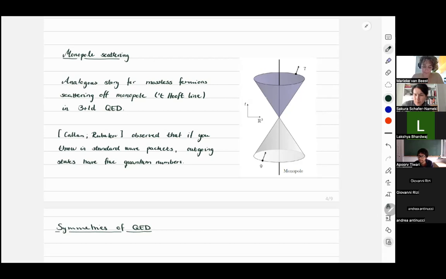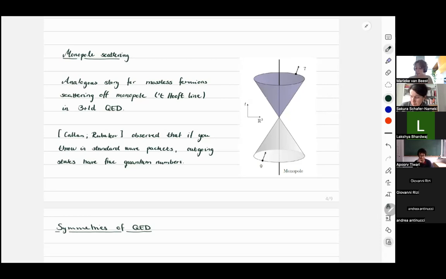Okay, moving on to monopoles. Basically, there's an analogous story for massless fermions that scatter off monopoles in 3+1D QED. If I take a 't Hooft line, which is a probe made out of a monopole, and then in QED I throw fermions at it, Callan and Rubakov studied this problem already in the 80s. What they observed is that even if you throw perfectly standard wave packets in, like just normal electrons, the outgoing state can have fractional quantum numbers.